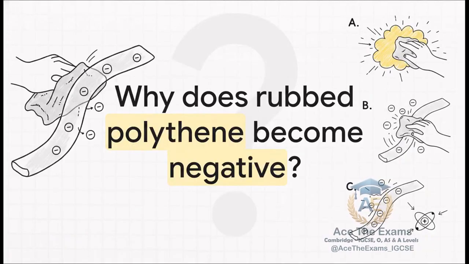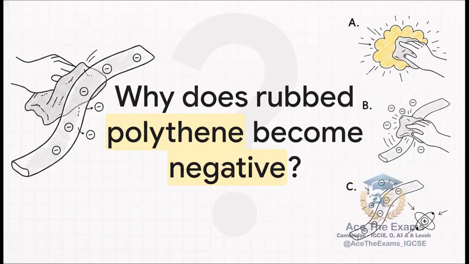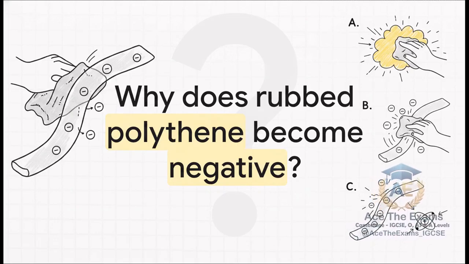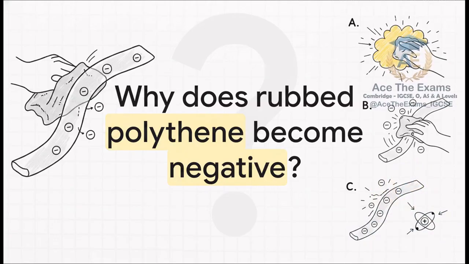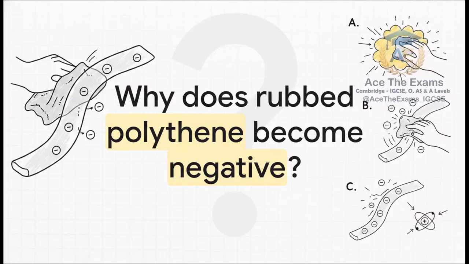Okay, let's dive into this. I want you to mentally lock in your answer to this scenario right now. Let's create some instant stakes here. When a polythene strip is rubbed with a cloth, why exactly does it become negatively charged? Is it A, because it magically creates new electrons out of nowhere? Is it B, it gains electrons by friction? Or is it C, it loses protons? Go ahead, lock in your choice.